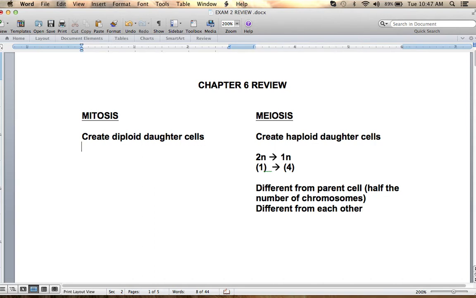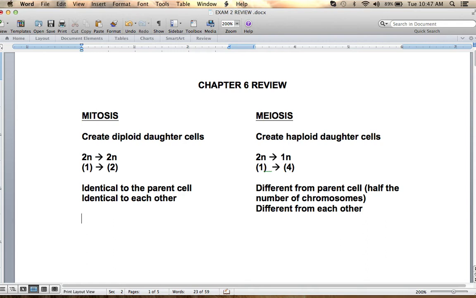In contrast to that, in mitosis, we're starting with a 2N or diploid parent cell, and we're ending up with two diploid daughter cells. So you start with one parent cell and you end up with 2 daughter cells. Because those daughter cells are diploid, they are identical to the parent cell, and they are also identical to each other. They have the same number and complement of chromosomes as each other and as the parent cell.